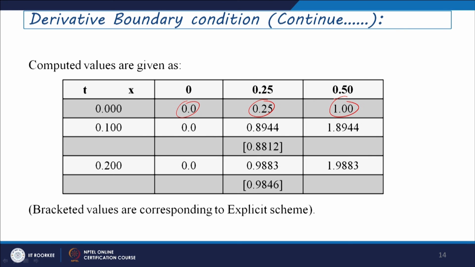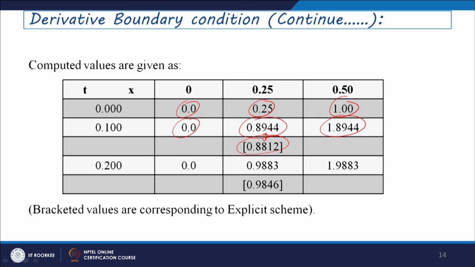Since at t equals 0 we are considering these values. So at t equals 0.100 we find these values as 0.0, 0.8944 and 1.894, but in the explicit scheme we get 0.8812 here. So it is less compared to the Crank-Nicolson scheme.